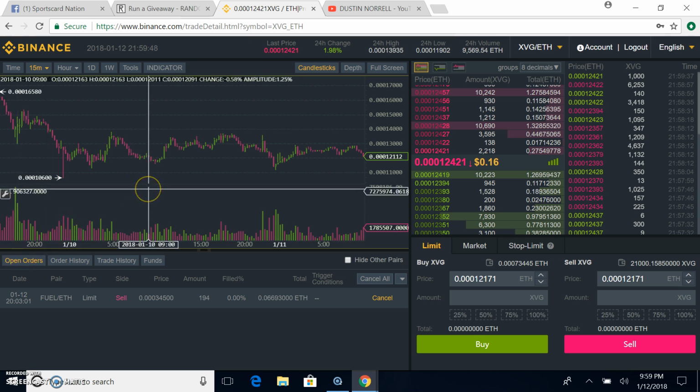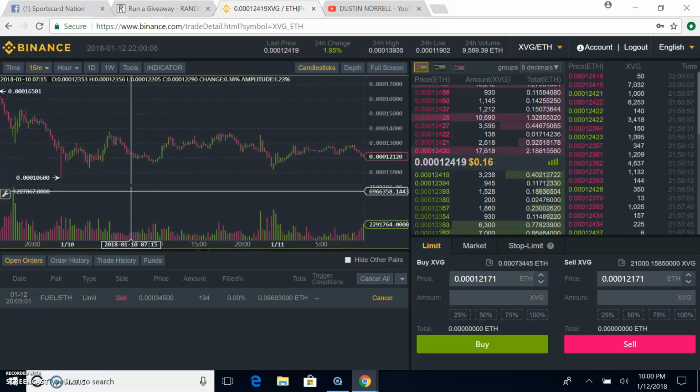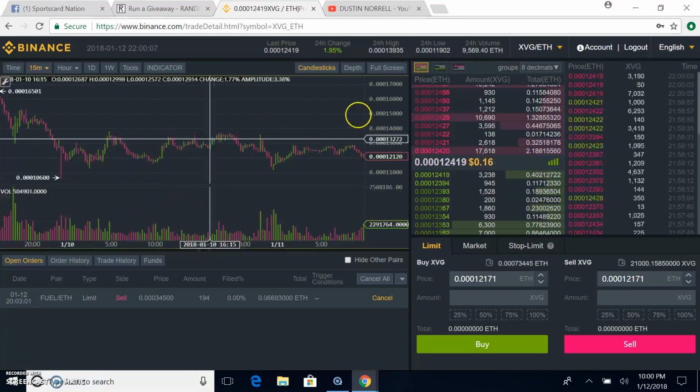So I'm currently on Binance right now. This is one of my favorite exchanges. If you haven't got in yet, there's currently a block on Binance for new users. So you can do this with other exchanges, very similar, but this one I find very easy to use.